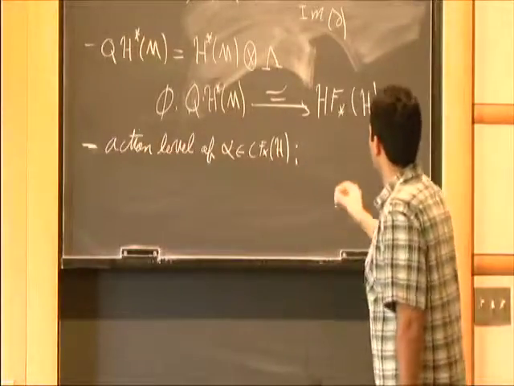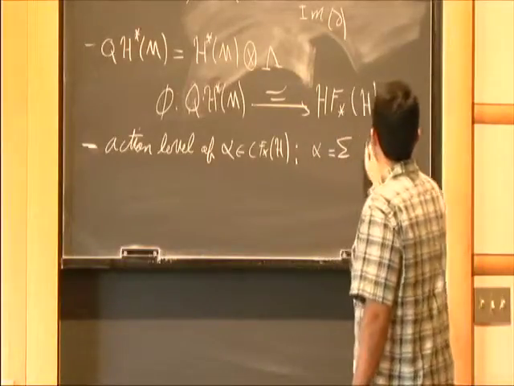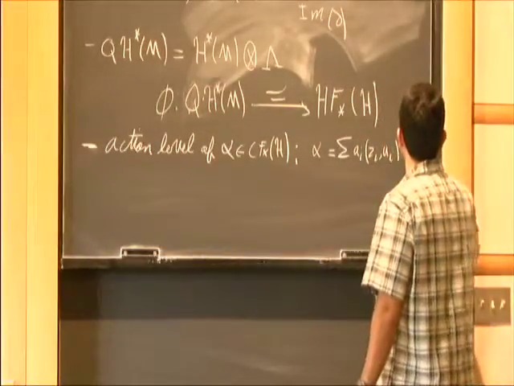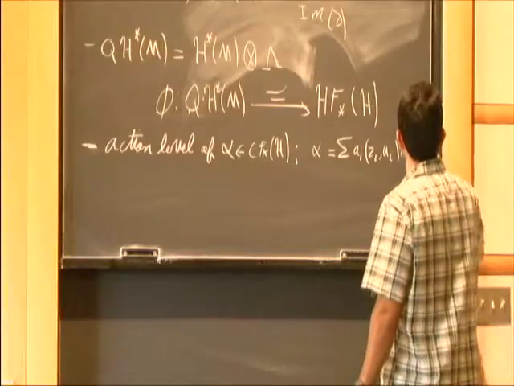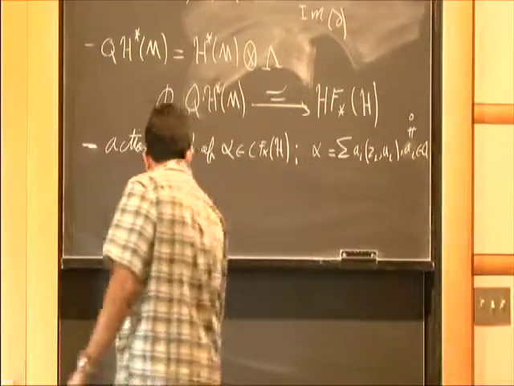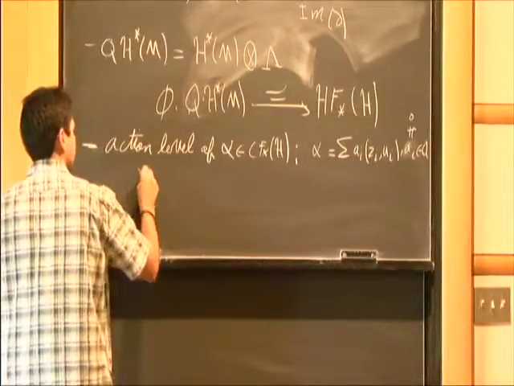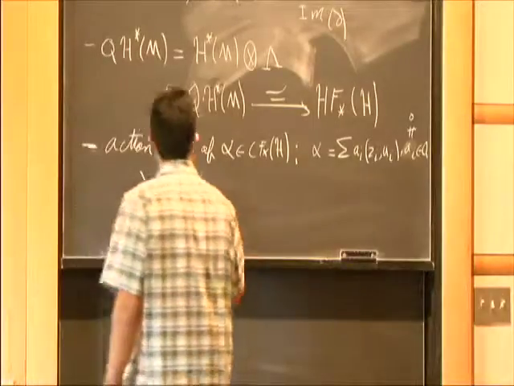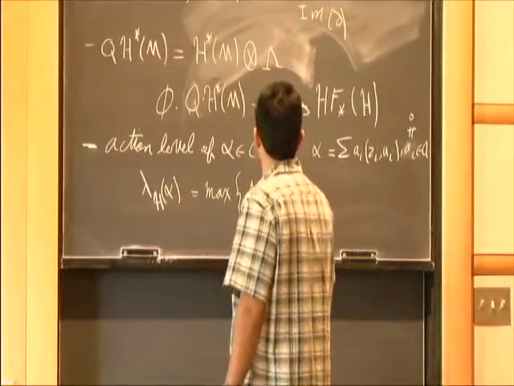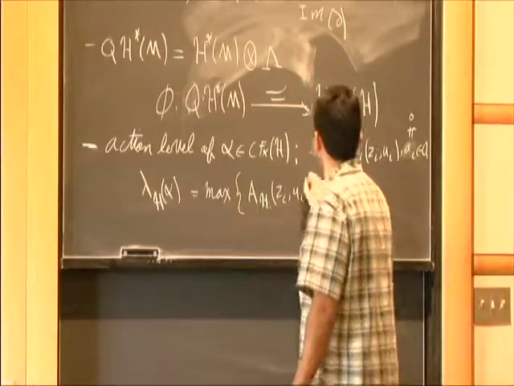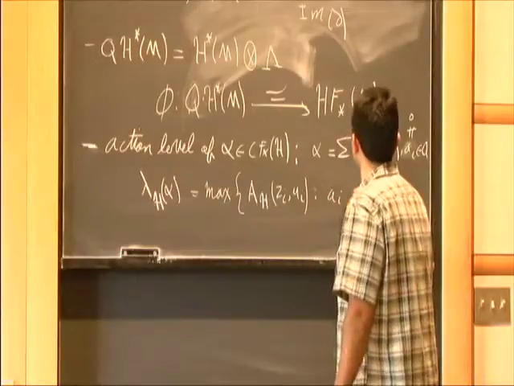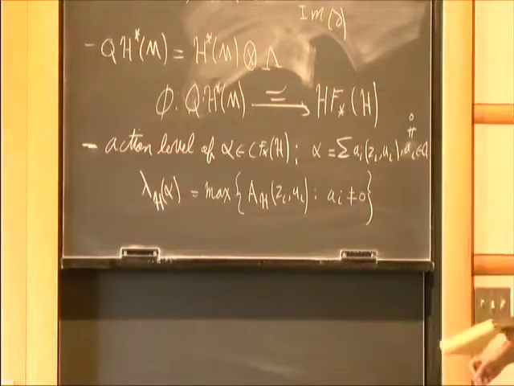So say you've got a Floer chain alpha, then you could write it as a sum of periodic orbits. And these coefficients here, I'm just taking them to be rational numbers. And of course, you're only concerned with non-zero ones. And the action level of a Floer chain, I'm going to use the notation lambda sub H of alpha. The action level of a Floer chain is the maximum action of the periodic orbits or the critical points that appear in the presentation of alpha. Right, so this is the action level of a Floer chain.